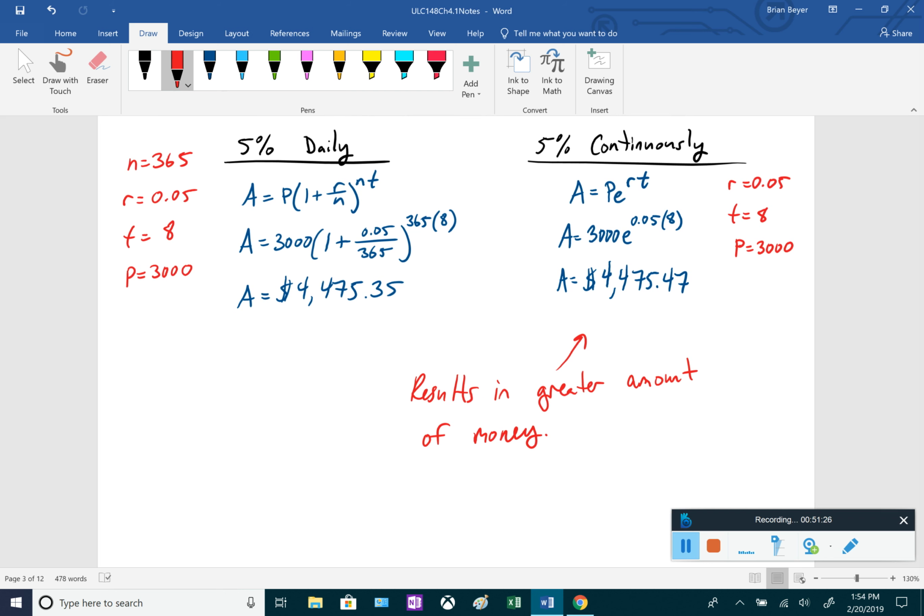Okay, so continuously compounding results in a greater amount of money in this case. All right, so that is it for section 4.1.